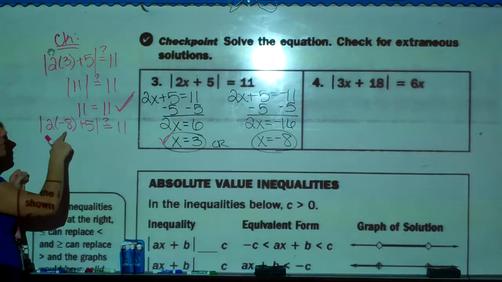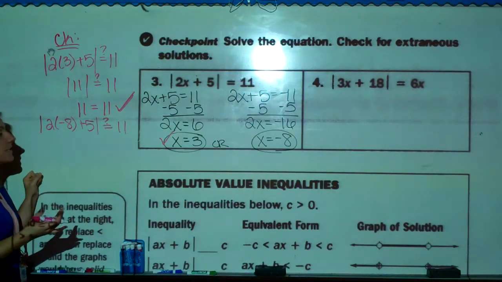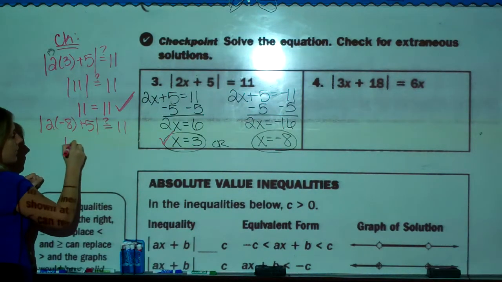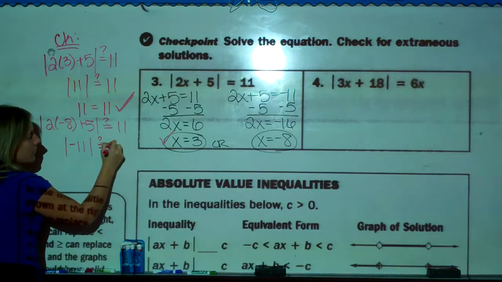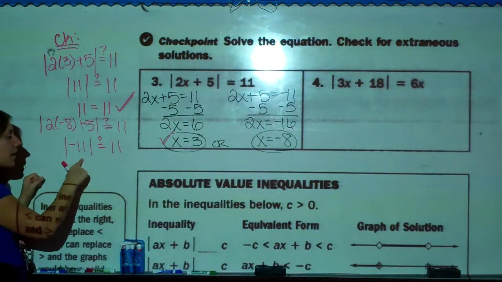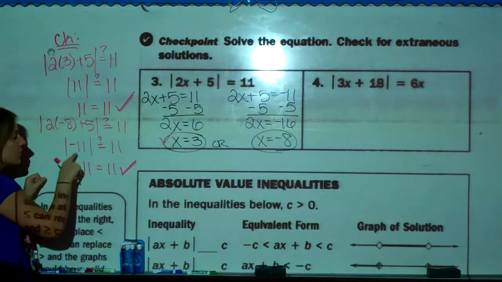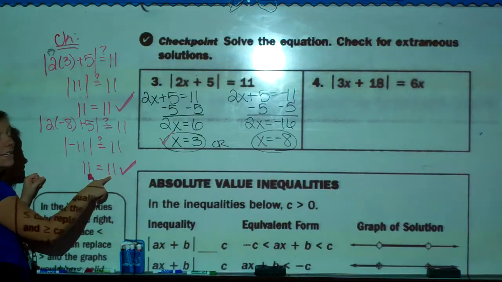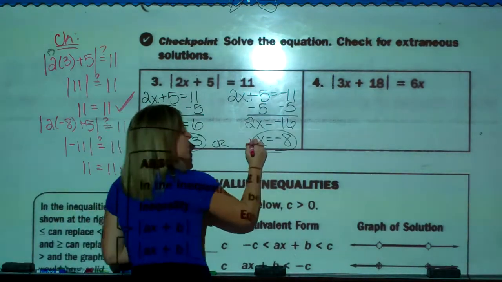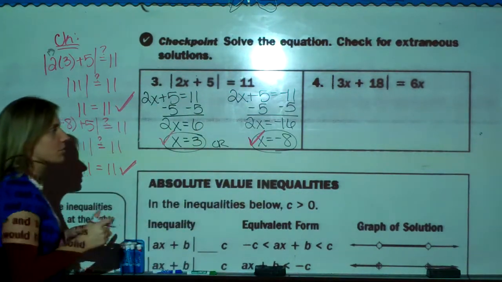Okay, 2 times -8 is -16. -16 plus 5 is -11. But when you take the absolute value of -11, it does work for us. So this comes out as positive and this is positive, so they both did work. So they're both solutions, okay?